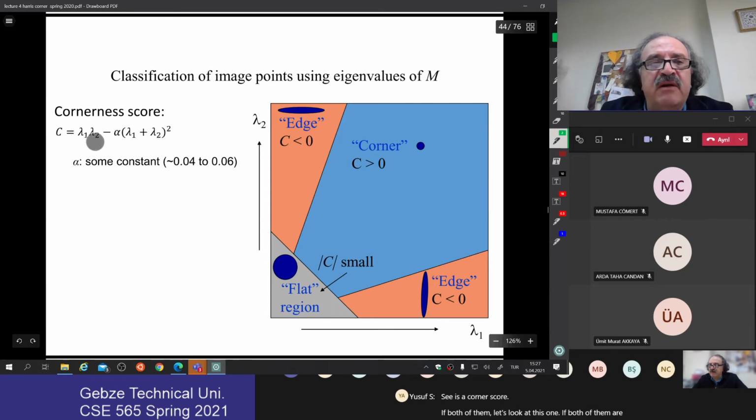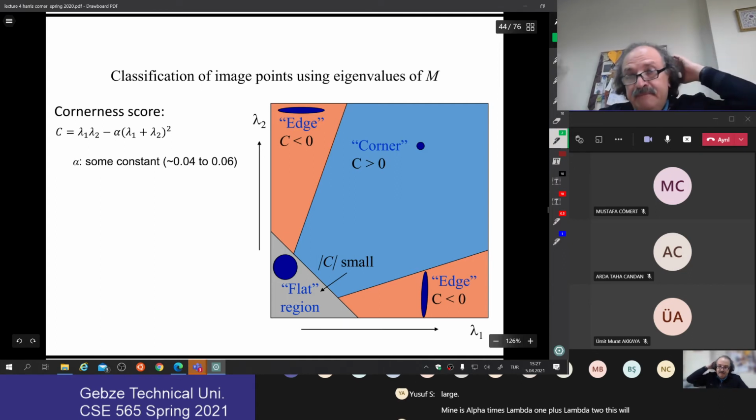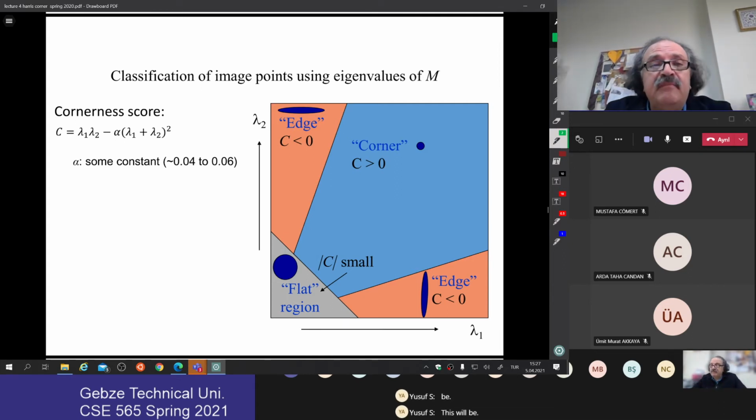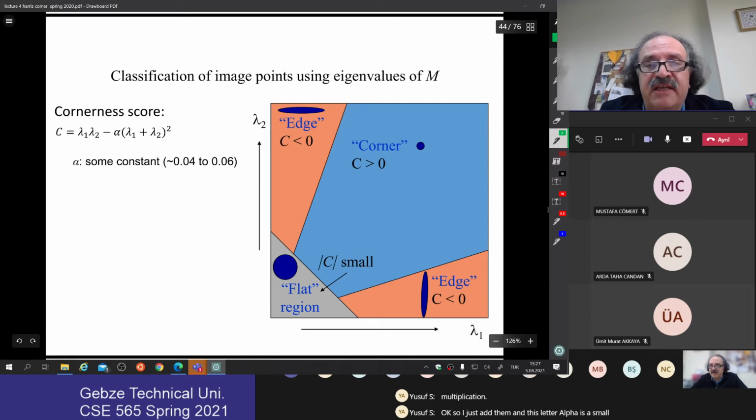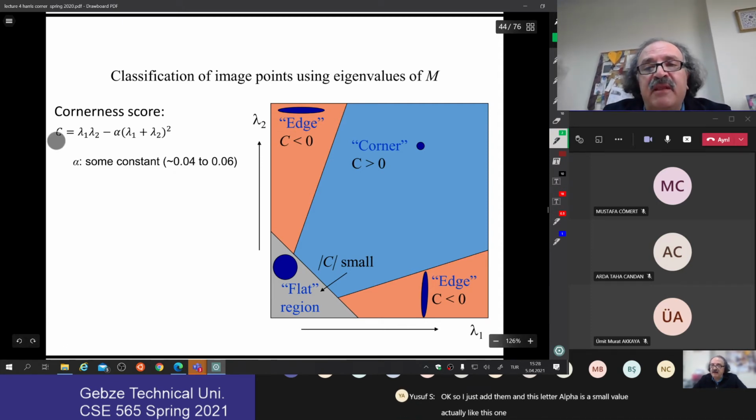this multiplication will be large, minus alpha times lambda 1 plus lambda 2. This will be a large value, but it's not going to be as large as the multiplication. So I just add them, and this alpha is actually a small value, like this one. So C will be large.